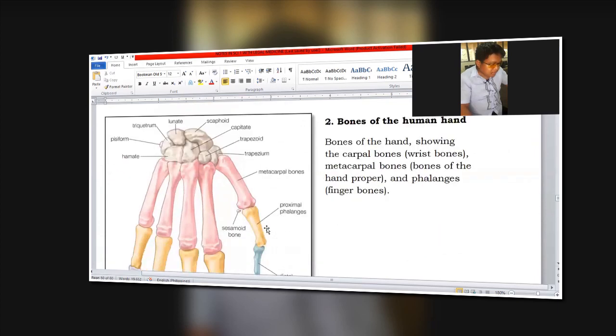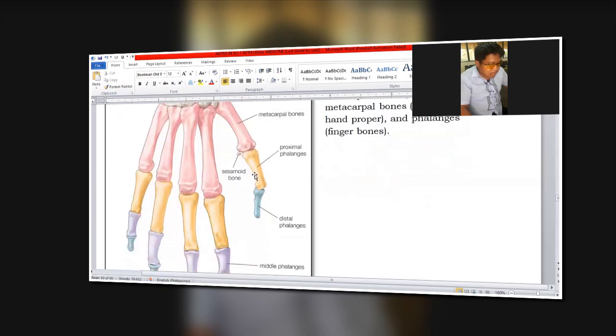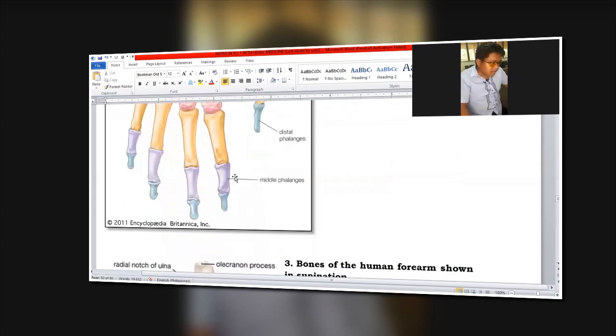Then another is the bones of the human hand. Those are the names. That is the lunate. In your quizzes, you will point that out and identify it. That is the triquetrum, lunate. As an investigator, at least you have knowledge about it and use the proper term. The hamate, the pisiform, capitate, trapezoid, trapezium, metacarpal bones, proximal phalanges. In the fingers, the sesamoid bone, distal phalanges. In your fingerprint there are phalanges. And middle phalanges.